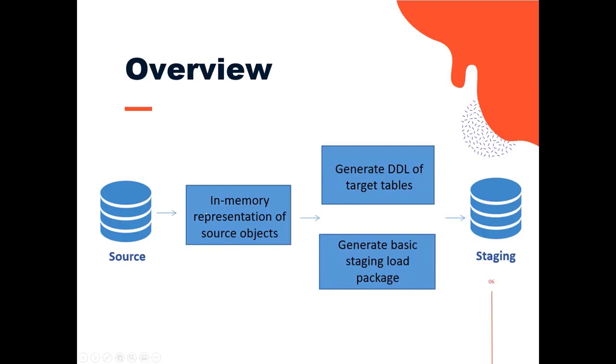And then I want to create the source database tables in our staging area. In that case, I am going to generate DDL of the target tables. After that, I will create a package for getting data from the source to the staging database. So let's move on to the demonstration.